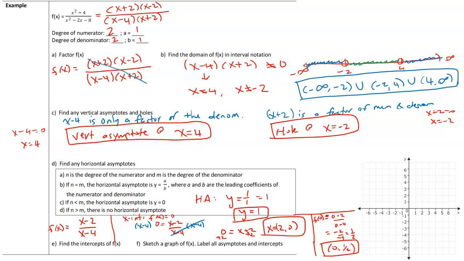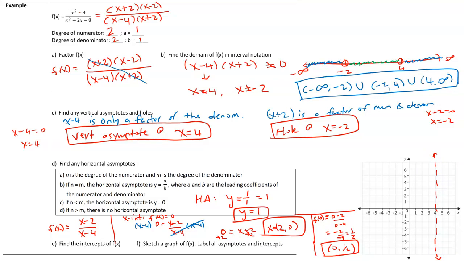Now, lastly, we're going to sketch this graph by labeling all asymptotes and intercepts. So let's start with part C, which is find the vertical asymptote. The vertical asymptote we said is x equals 4. So at x equals 4, I am going to draw a vertical asymptote.